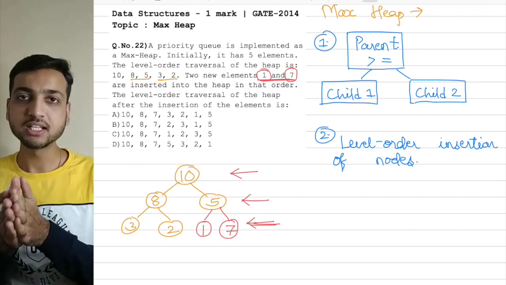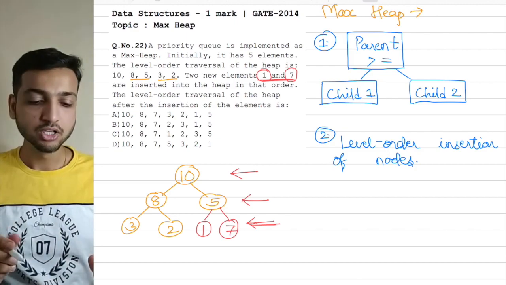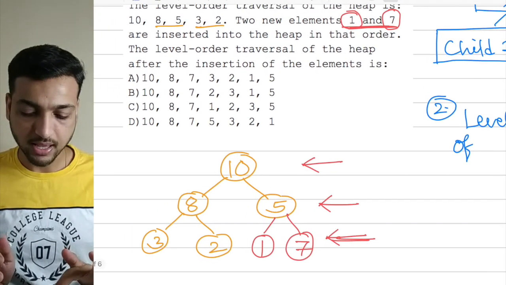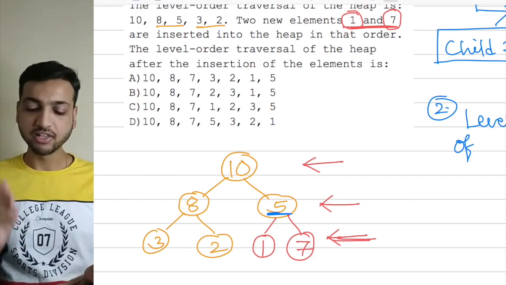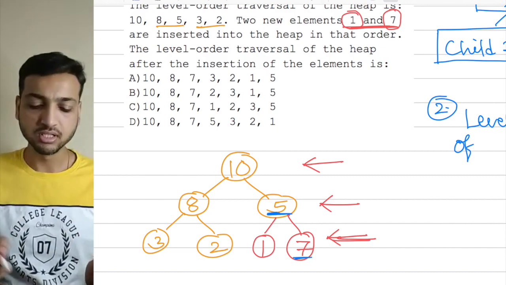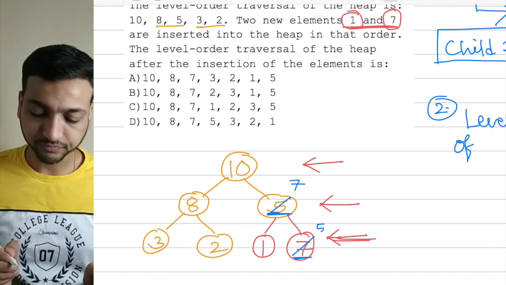So whenever this property is not satisfied, we do an operation called bubble up. So in bubble up, what happens is, let's zoom in here. 5 is the parent which has less value, 7 is the child which has greater value. We are just going to swap these 2 nodes. So 7 is going to come here and 5 is going to come here.